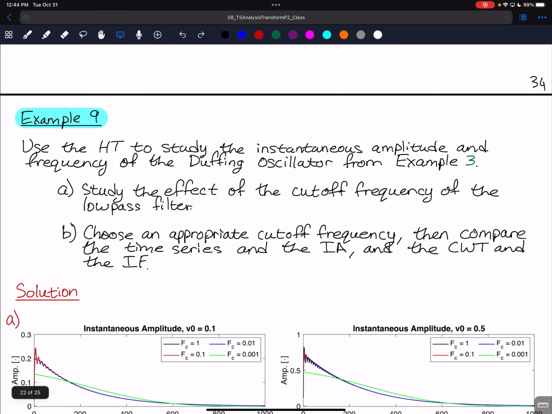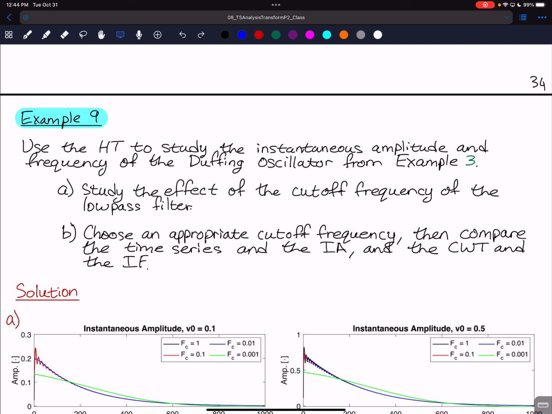All right, so in example 9, we are just going to apply this Hilbert transform to the Duffing oscillator response that we saw in example 3. We're going to study the effect of the cutoff frequency of a low-pass filter. We'll talk about this more on Thursday, but for every filter you have what's known as a cutoff frequency. For a low-pass filter, that means you're going to get rid of everything above that cutoff frequency and keep everything below it, hence low pass.